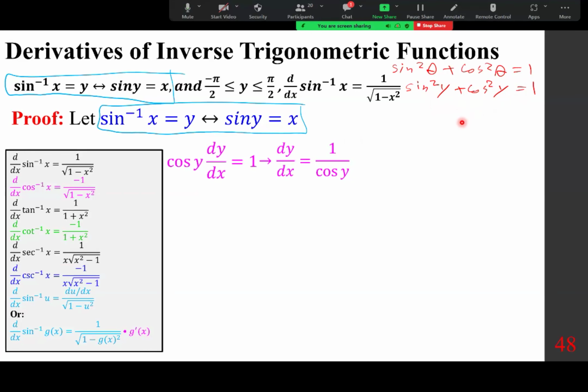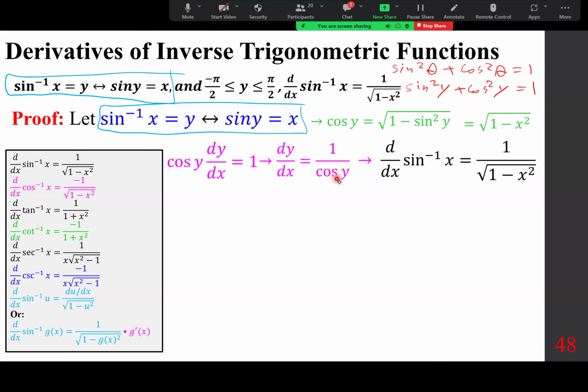And in the fourth quadrant and the first quadrant, cosine is positive, so we keep the positive part only. What is sine y? I'm going to replace the sine y with x. So this becomes square root of 1 minus x squared. And now I'm going to put this instead of cosine y. And we just proved the derivative of sine inverse is 1 over the square root of 1 minus x squared.